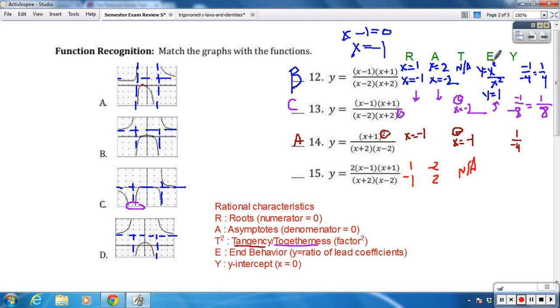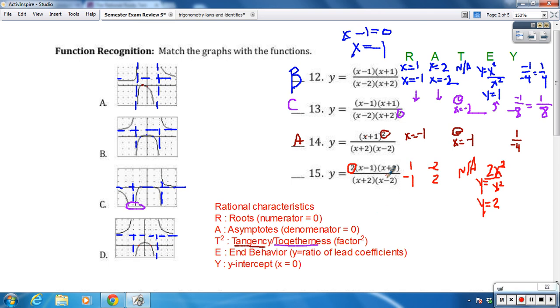But what does change is my end behavior. You'll notice in my numerator, I still have x times x, so that still gives me an x squared on top, but there's this 2 hanging out, and that has to multiply with that term. It's kind of like a lead coefficient. And I still have x squared on the bottom, so if I simplify that ratio, the x squares cancel out, I get y equals 2. So that's why on D, my end behavior is higher than it was on the previous ones.